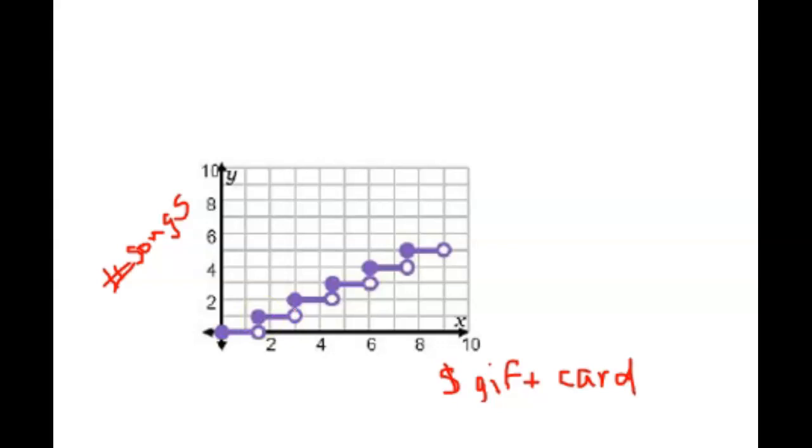When I get $3, I can now get two songs, and that'll remain constant no matter how much money I have on my gift card until I get $4.50, and so on. Good job, guys.